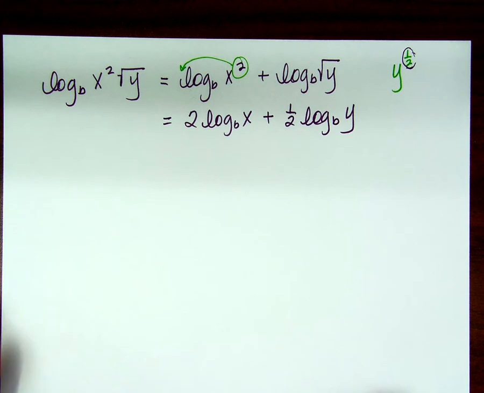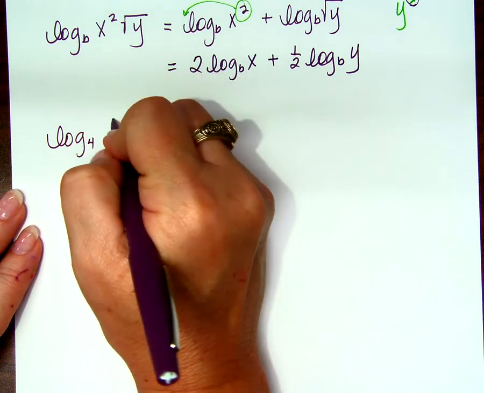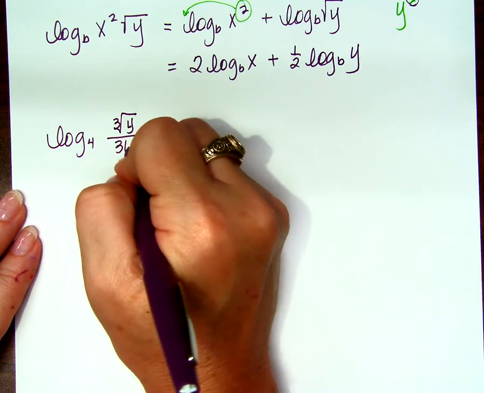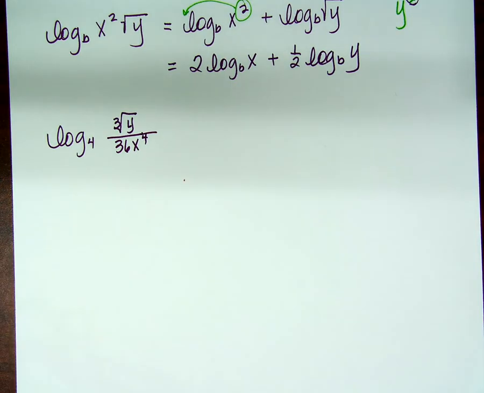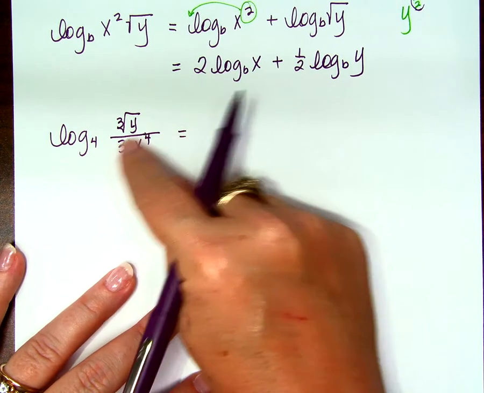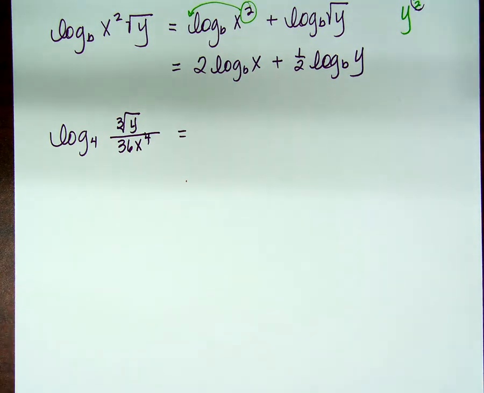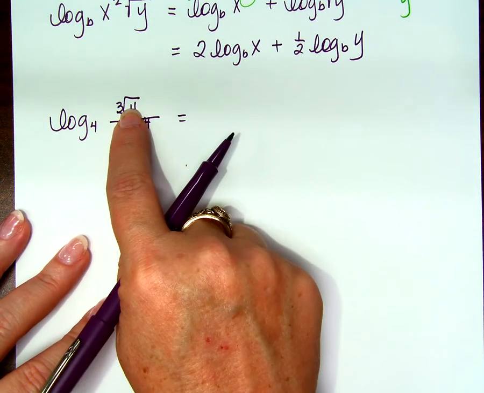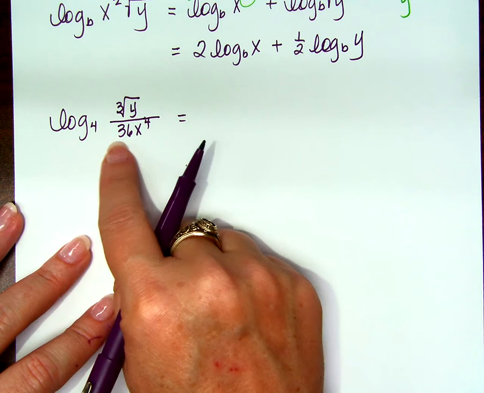Okay? So what about this one? Log base 4 of the cube root of y over 36x to the 4th. So we want every part of this to have its own log. How many parts are there to this? Up here there were 2 parts, right? How many parts are there to this? 1, 2, 3. Don't count the 3 and the 6. That's really 36.